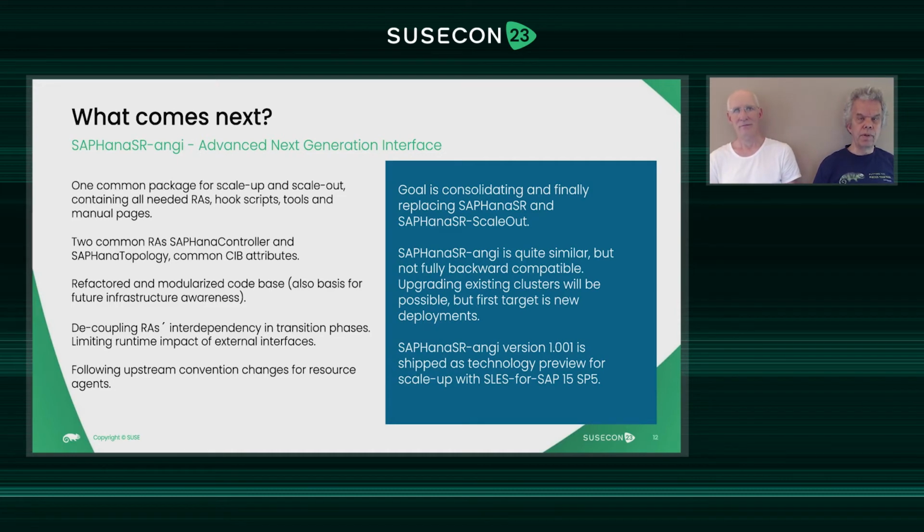There will be two common resource agents called SAP HANA Controller and SAP HANA Topology, and they will be using common SAP attributes for scale up and scale out. This also will limit the backward compatibility of SAP HANA NG. As you can imagine, it's not that easy to completely change the attribute tree and to be backward compatible. For first, SAP HANA NG will be a technical preview and will be available with SLES for SAP 15 SP5.